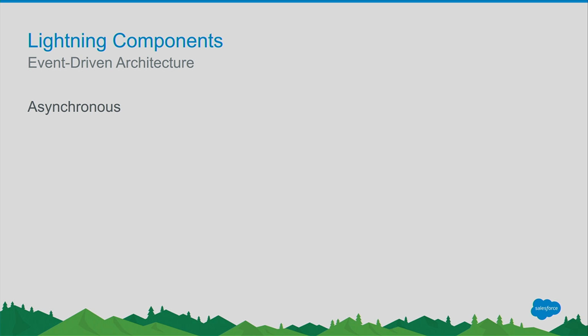One great thing about the events in Lightning components is that they're asynchronous, meaning that you can fire an event and it's non-blocking, so the application will keep running while the event is being handled on the other side. Another good thing is that you can use events in either small scale or large scale applications. It doesn't matter the size of the application. Events will work regardless of how big or small the application is.